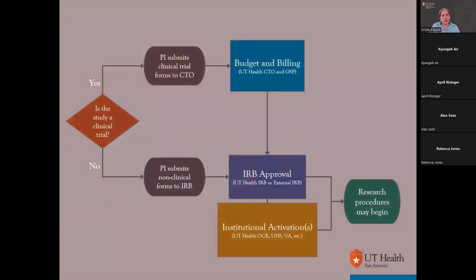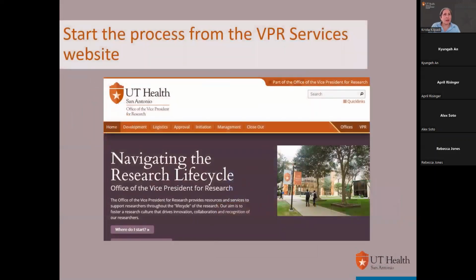So after all of those approvals, once you've got your approval from the budget and billing stage, the IRB stage, and the institutional activation stage, that's when you're finally allowed to start enrolling your research subjects at long last. So the next question you might have, if you haven't done this before, is how exactly do you get started doing all of this? Well, we'd like you to get started from the VPR services website.